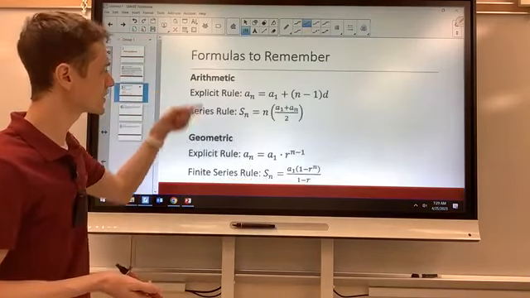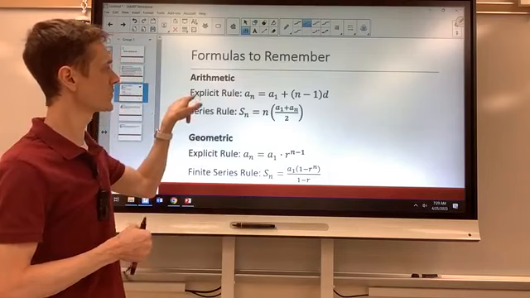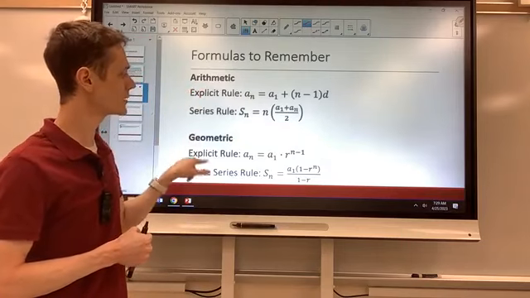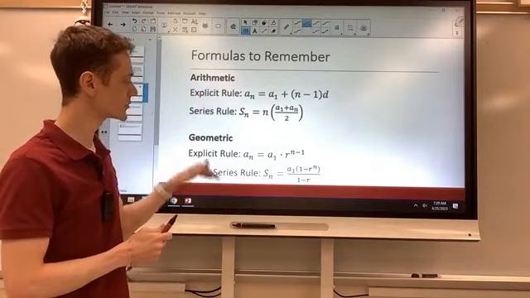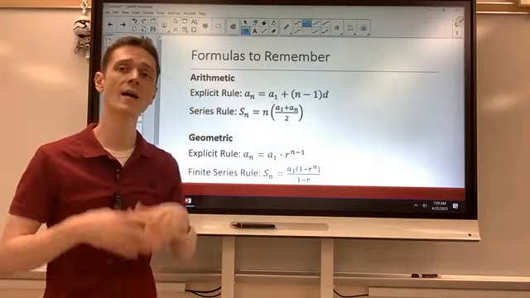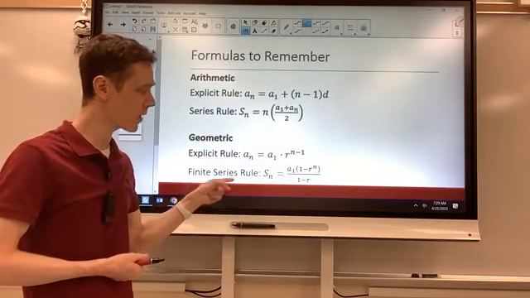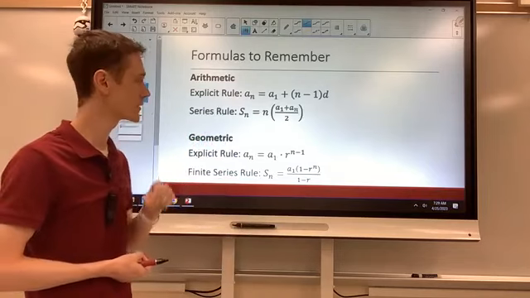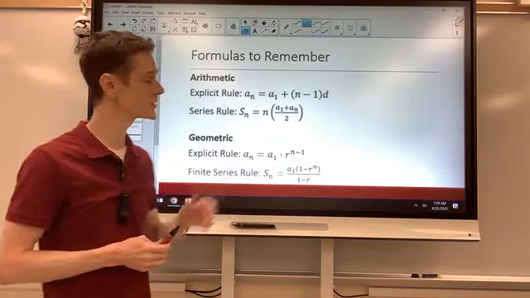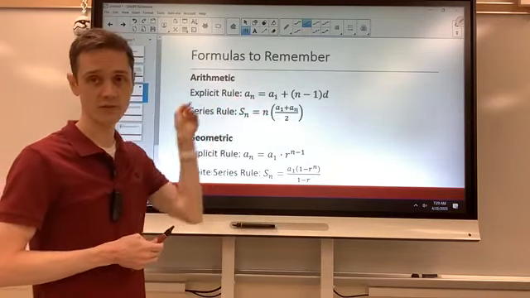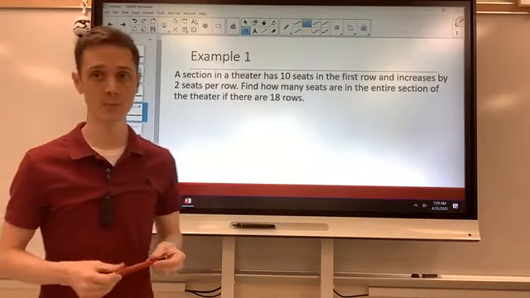Now we will be using some of the same formulas we've covered in the last few videos. Like I said before, the explicit rule would generally be more useful for finding a specific term in your pattern. And the series rule is the one you'll use if you're trying to add all of those terms up. So this would be one year's salary versus all of your income over a certain amount of time, or one row's number of seats versus the entire theater section's number of seats. So let's talk about the theater example first.